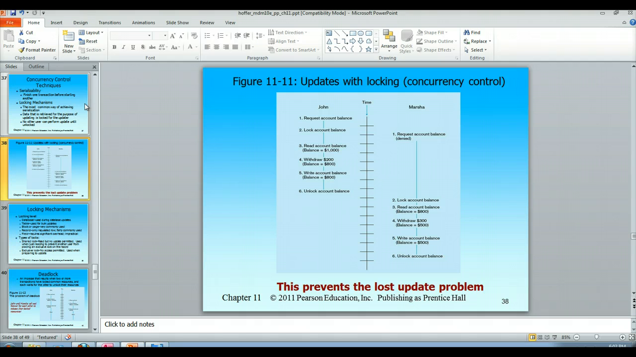So John goes through, processes his transaction, which draws his $200. The account balance is $800. And then, as soon as he's done with his transaction, Marcia is able to perform her transaction. As far as Marcia is concerned, it would basically just sit and wait, and it would look like there's some kind of delay. It would look like the machine is locked up. You could provide her with an error message, something along those lines. So this locking would prevent the lost update problem.